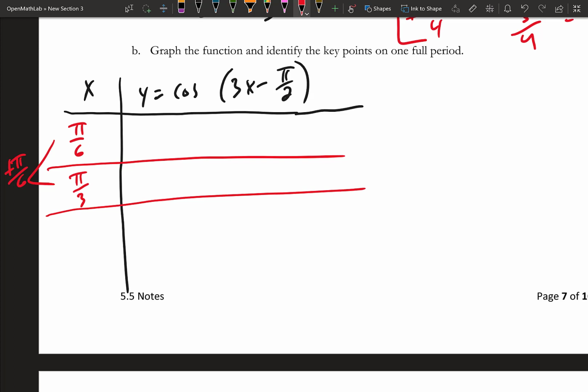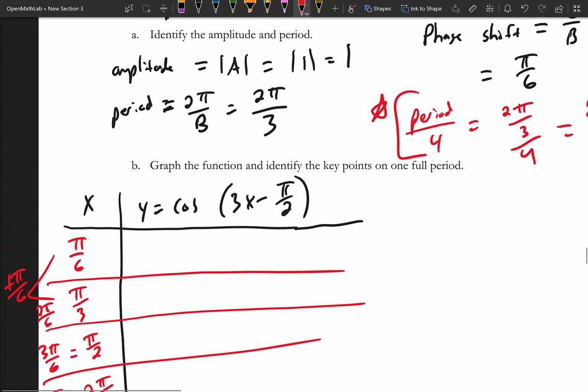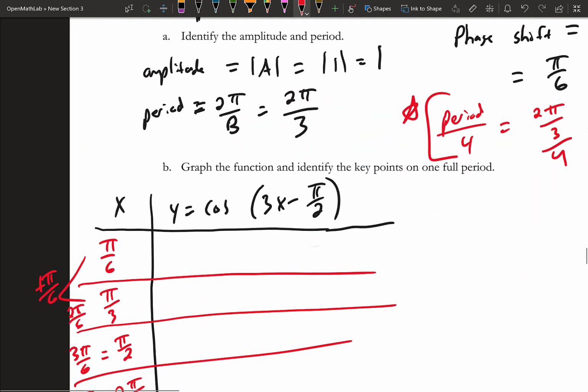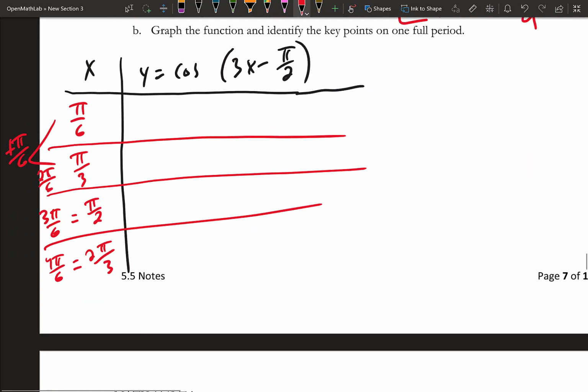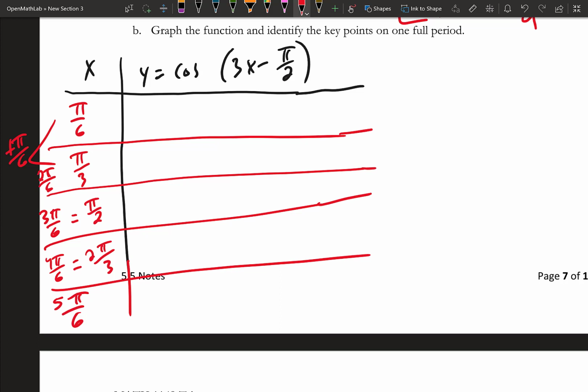And if you wanted to think about it as 2 pi over 6, we could. So then next would be 3 pi over 6, which would be pi over 2 reduced down. So then 4 pi over 6 would be 2 pi over 3. And remember, we want to stop at 5 pi over 6. Right, so 5 pi over 6 doesn't reduce down. So we added pi over 6 each time.